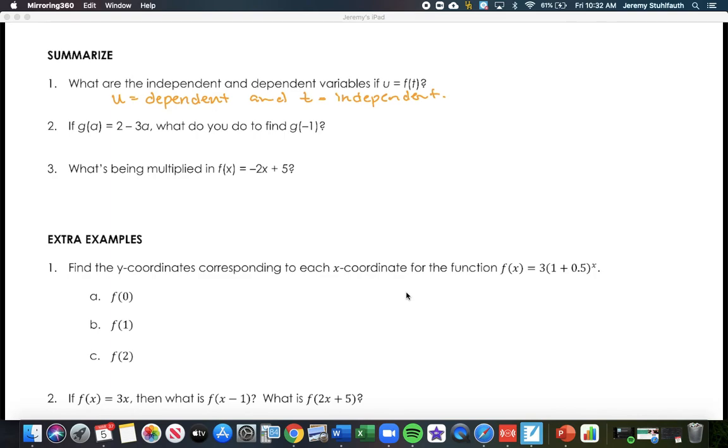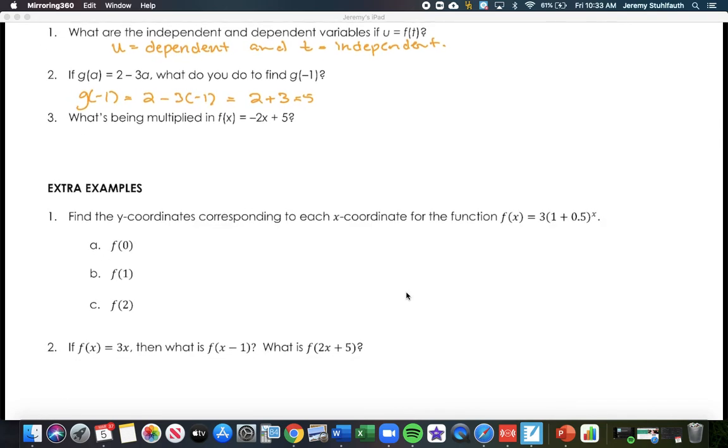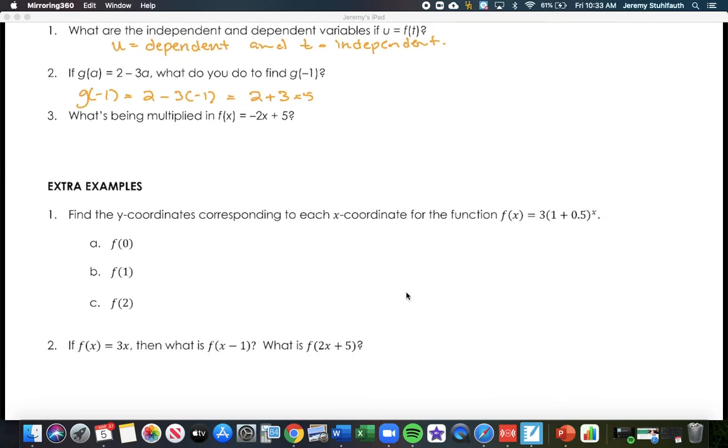Okay. It says if g(a) equals 2 minus 3a, what would you do to find g(−1)? g(−1) would mean that you plug in negative 1 for the letter a. So you have 2 plus 3, which is 5. And then finally, what's being multiplied in f(x) = −2x + 5? You're multiplying the negative 2 times x. You're not multiplying the f and the x.